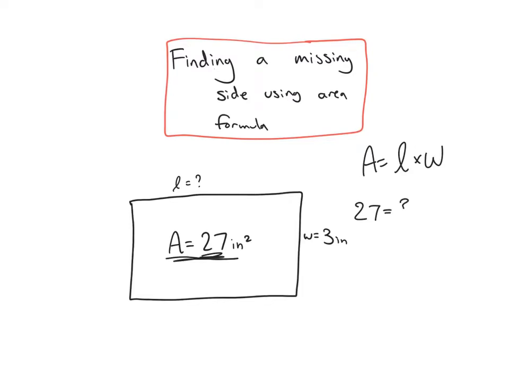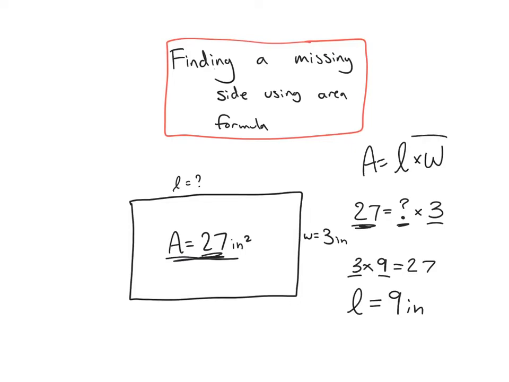We don't know what the length is, and we know that the width is 3 inches here. And so using our knowledge of multiplication, we can say that 3 times something is going to equal 27. And if we think about what that could be, well, we know that 3 times 9 equals 27. So because 3 times 9 equals 27, we know that the length of this rectangle is 9 inches, just like it was in the previous problems.